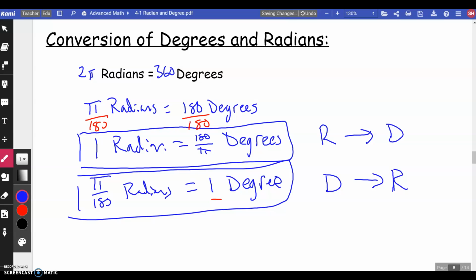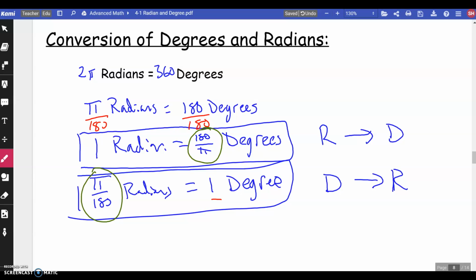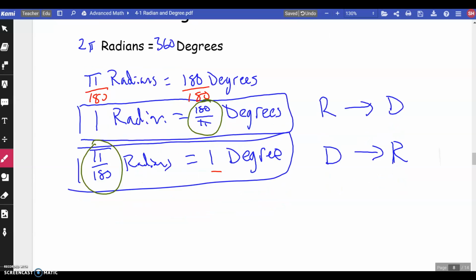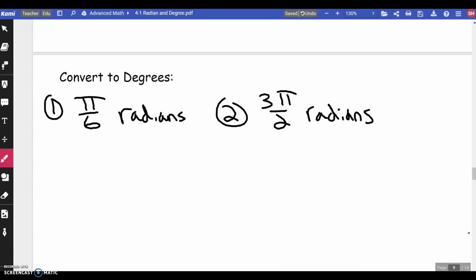Now, when I say conversion factors for these, what I mean is we're going to take, let me find a different color, and multiply by this or this. Let me show you. Real simple. This one's going to convert to degrees. So what does that mean? That means I'm going to multiply by 180 over pi. So I'm going to take pi over 6.